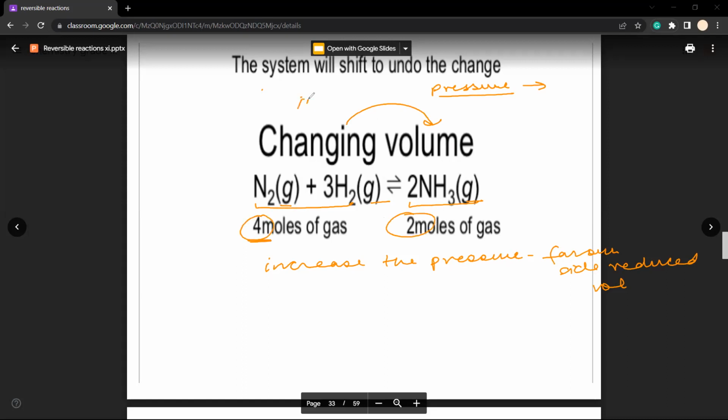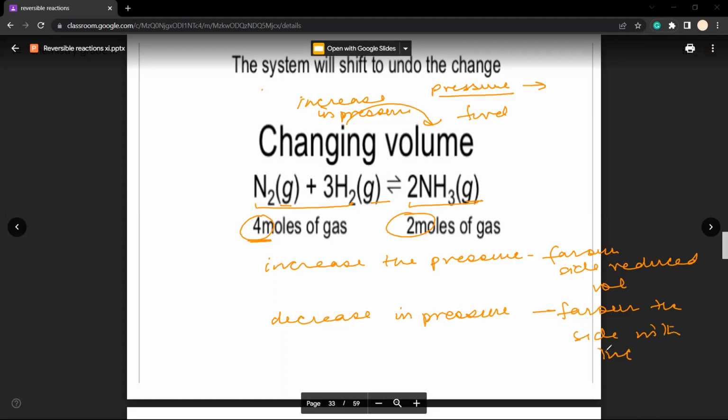So increase in pressure will make my reaction go in the forward direction. Okay? And if I decrease the pressure, decrease in pressure will favor the side with increased volume. So on decreasing the pressure, it is going to favor the side with increased volume. That means it is going to go in the backward direction, right? So this is how the pressure is applied.